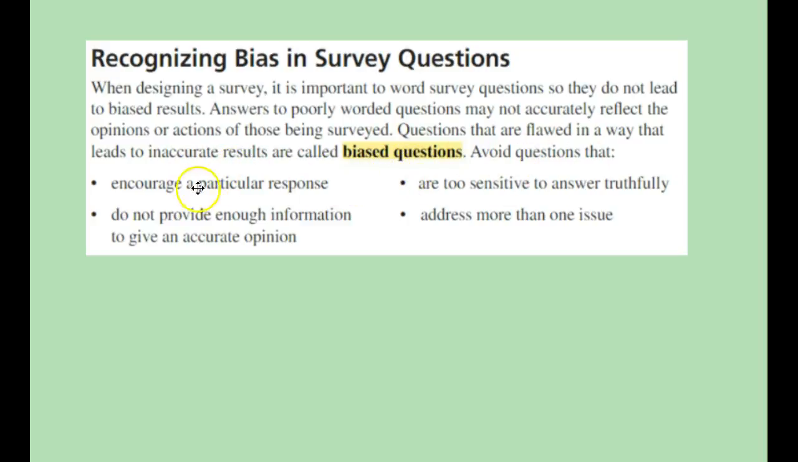A biased question could encourage a particular response. They don't actually provide enough information to give an opinion, or they're too sensitive to answer truthfully, like the person might be scared to answer incorrectly. Biased questions also address more than one issue. You want your questions to be very to the point and simple to follow.